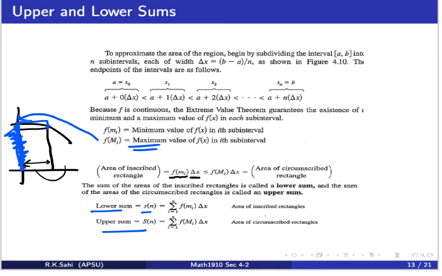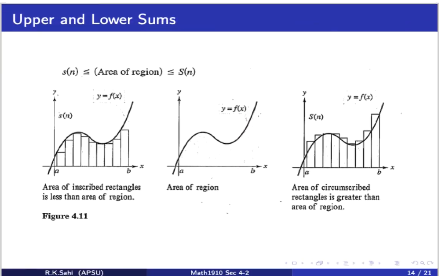Okay, so let's look at it in terms of pictures, which give us much more clarity. So here's the circumscribed rectangle. The function is given, and you want to find the area under the curve from a to b. Here's my a to b. So if we have inscribed rectangles, this area is definitely less than the area under the curve. But if we have circumscribed, that is more than it.